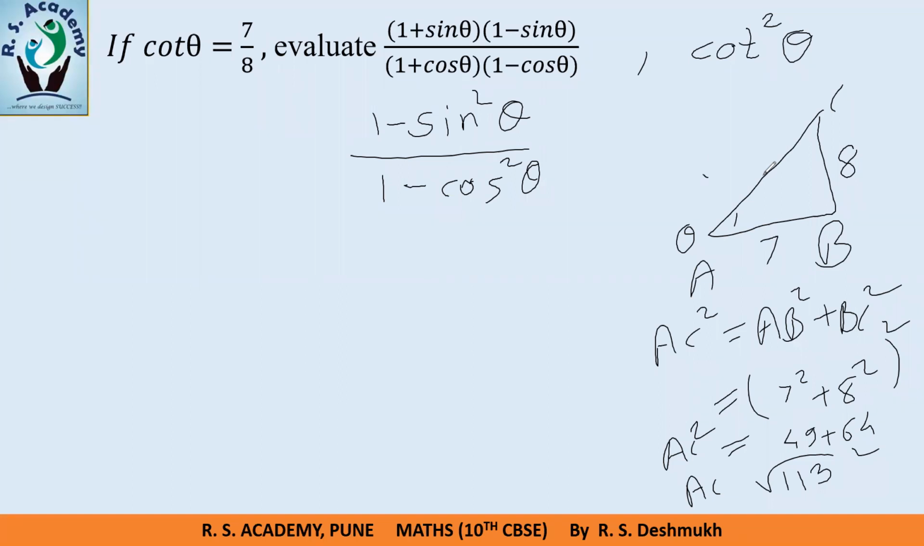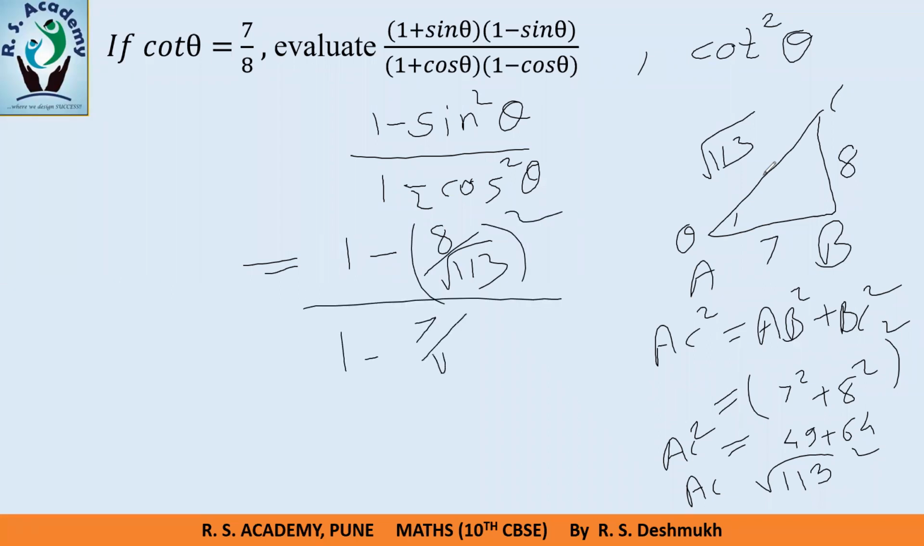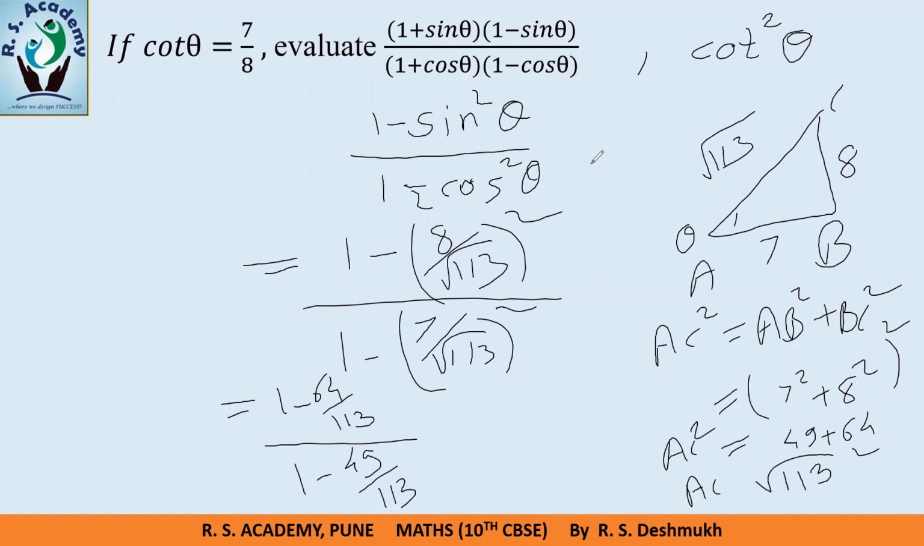Now if AC is root 113, what is sine theta? Sine theta is opposite upon hypotenuse, that is 8 upon root 113. But I will write the expression they have given completely. It is equal to (1 minus (8 upon root 113) whole square) upon (1 minus (7 upon root 113) whole square). Whenever you square, it is 1 minus 64 upon 113 divided by 1 minus 49 upon 113.